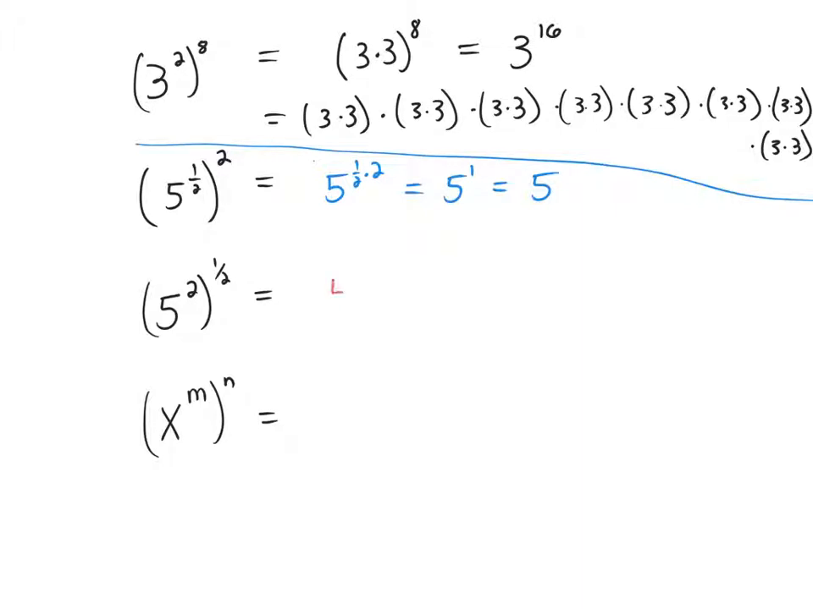And again, 5 squared times 1/2, 5 to the first, which is just 5. And here's our general case, x to the power of m to the power of n. We multiply the powers, so this ends up being x to the m times n.